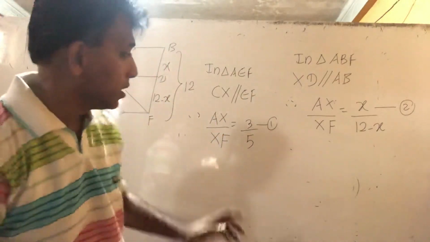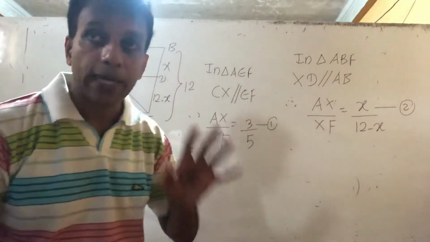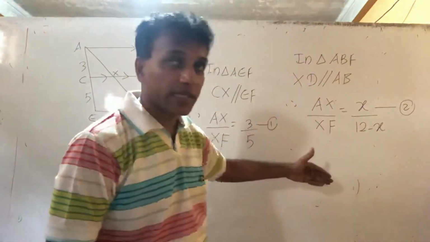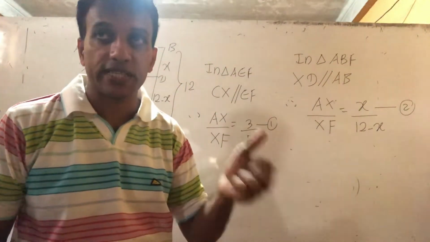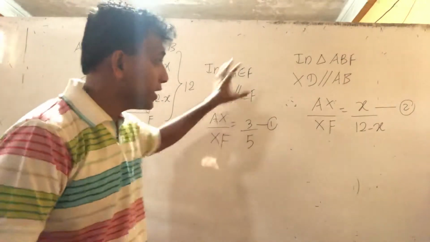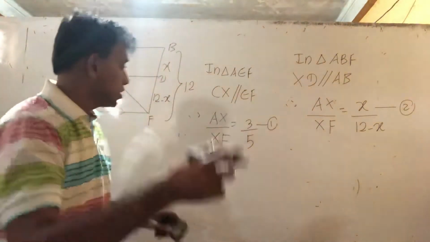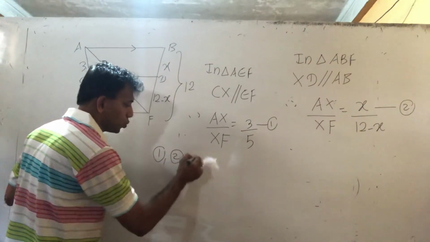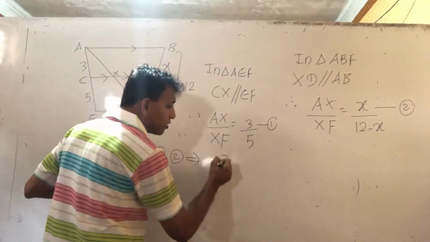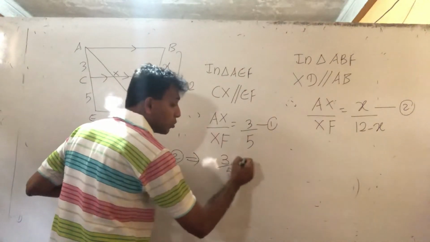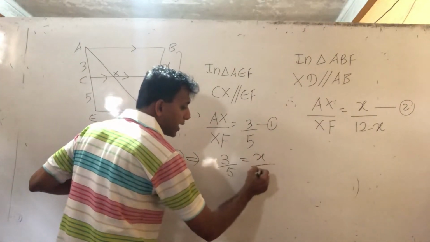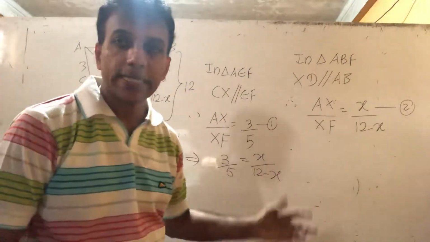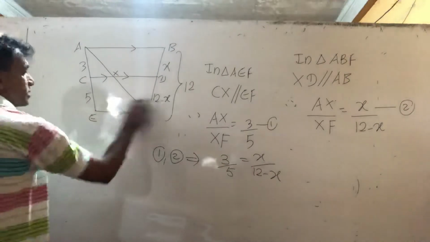Now what happened is both equations have the same ratio AX to XF. So arriving at a conclusion, since these two are equal, the other sides are equal. Therefore equations 1 and 2 give you 3/5 equal to X over 12 minus X. Now solve this equation. Solving a simple equation, find the X answer.